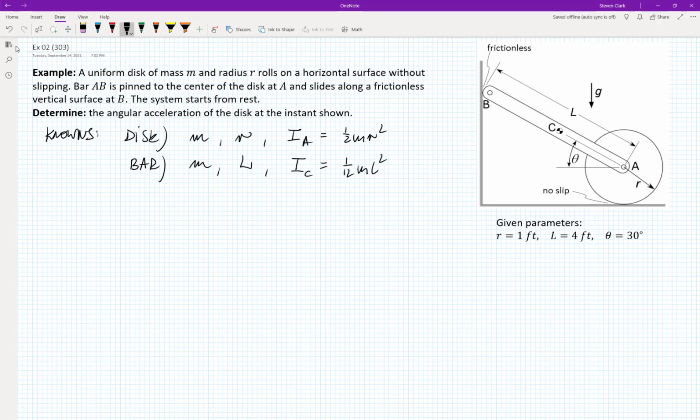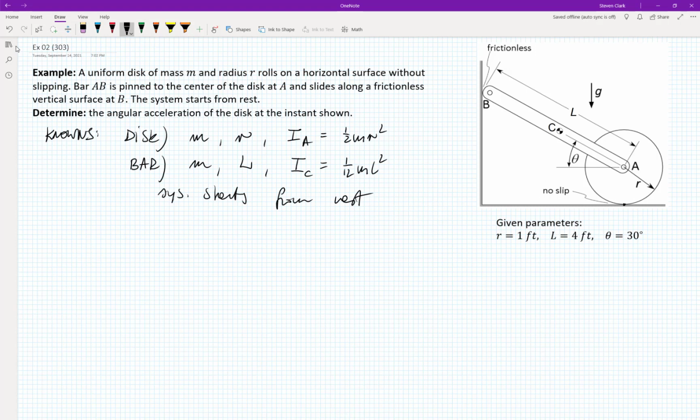Moreover, we know that the system starts from rest, which is good news. And we also know that there is no slip at this point, and that this surface is frictionless. Okay, I think that again, the problem statement is pretty straightforward. We can start solving.